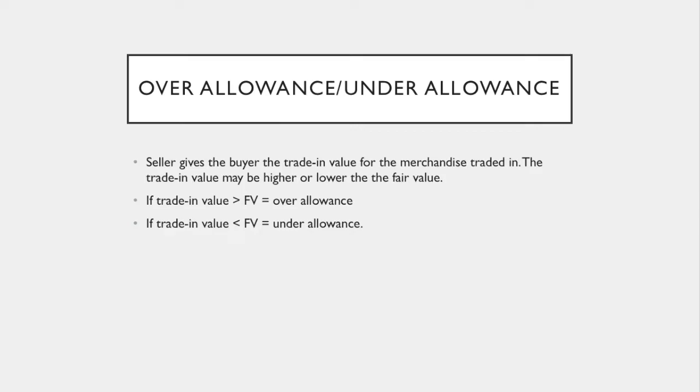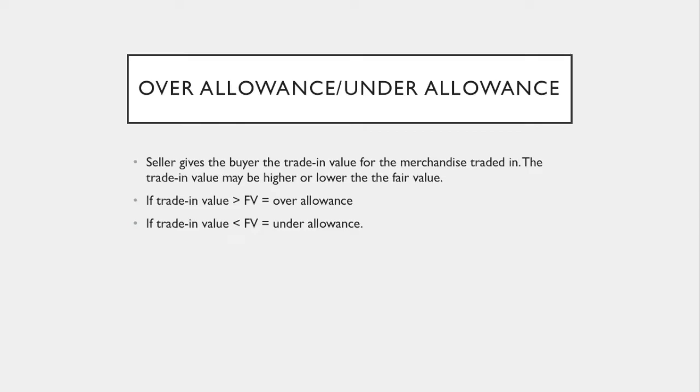Now, there are times the trade-in value is higher or lower than the actual fair value of the traded merchandise. Now, if the trade-in value is greater than the fair value, there is over allowance, meaning you're effectively reducing the selling price of your product, because an item with a fair value of 5,000, so supposedly the amount that should have been deducted from the purchase price is 5,000, but you gave 6,000 for it. So it's as if you allowed a reduction of 6,000 from the purchase price.